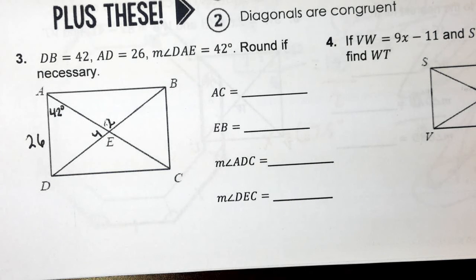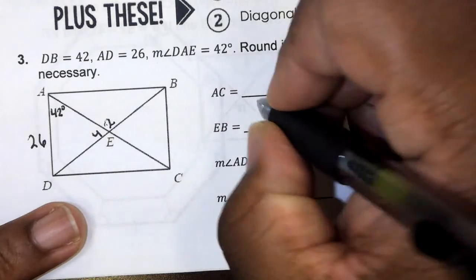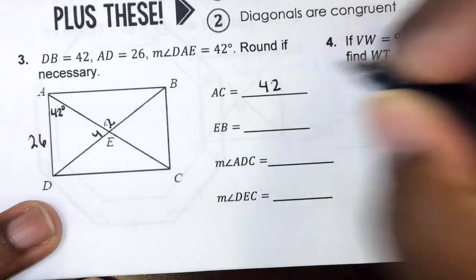Why are you acting so lost right now? I literally just looked at it. You better than this. Diagonal. So which one explains it? Diagonals are congruent. You're embarrassing me on video.